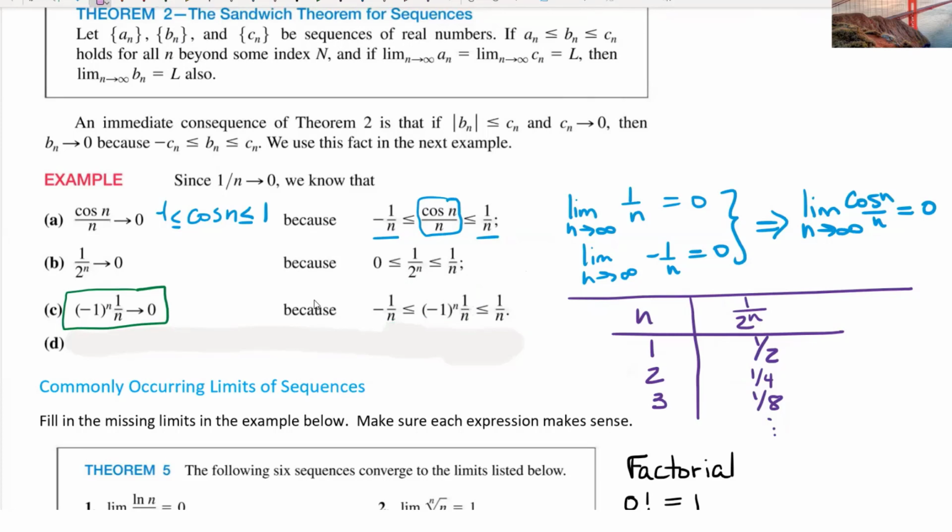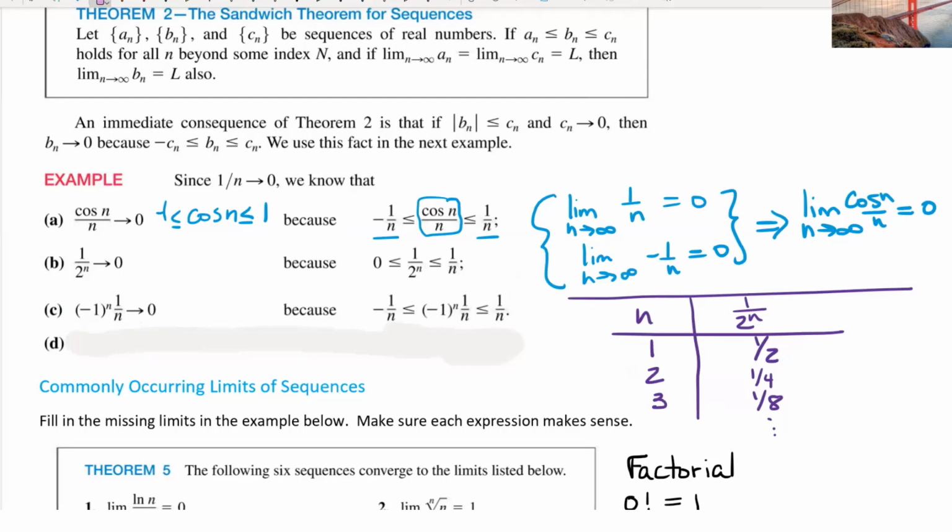It's never going to be less than the negative version. It's never going to be greater than the positive version. But as we saw right here, we know that each of those is going to go towards 0. So that means that the alternating sequence must also go towards 0.